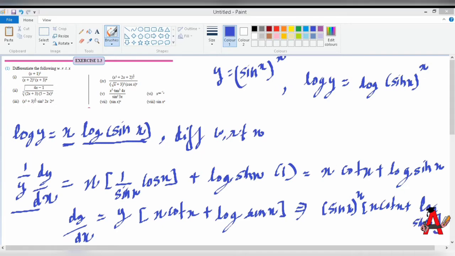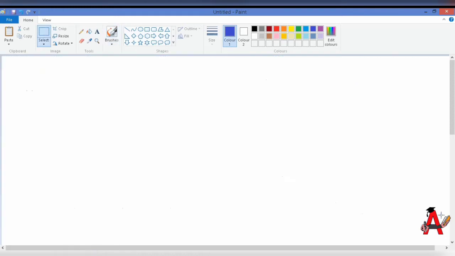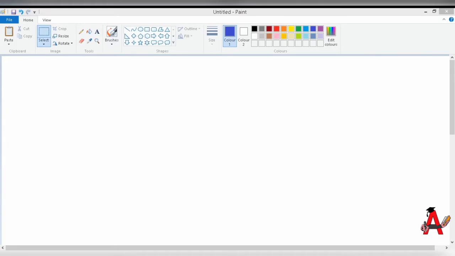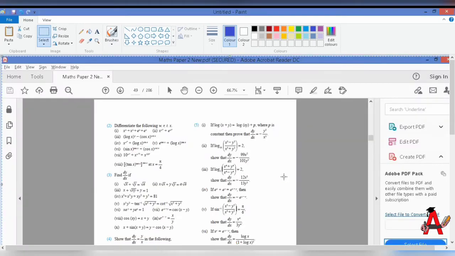Now this is the first part. Now this is another question. This way you can do the remaining questions like the first question. Now let me try to do the second question. I'll just try to take the second and the third questions from this.